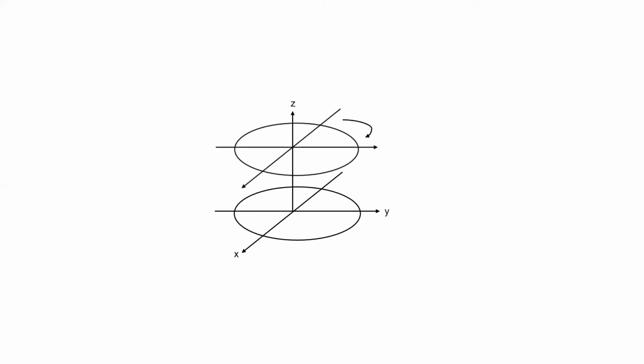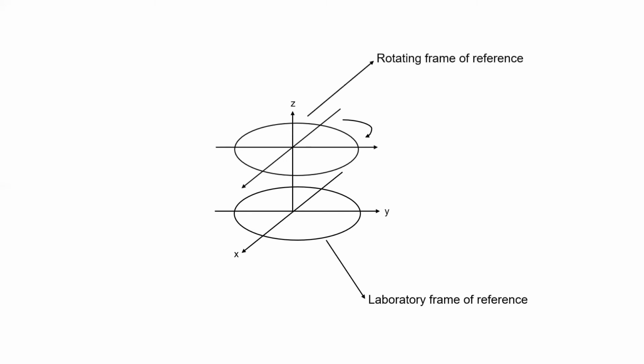The static frame of reference we call the laboratory frame of reference, and the one which is rotating we call the rotating frame of reference. The counter fields which are seen from the rotating frame of reference, even though they are rotating in the laboratory frame of reference, our rotating frame of reference is also rotating. So the counter fields which are seen from the rotating frame of reference will appear static. They are rotating in the laboratory frame of reference. The rotating frame of reference is also rotating. So these counter fields will remain static when seen from the rotating frame of reference.